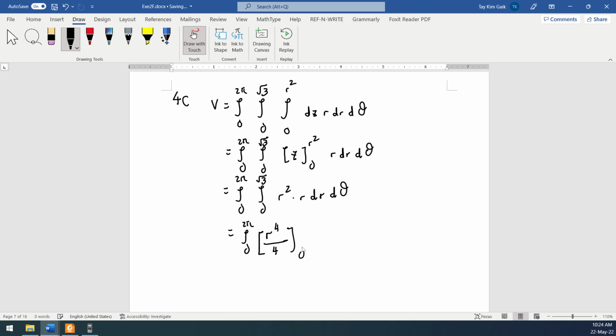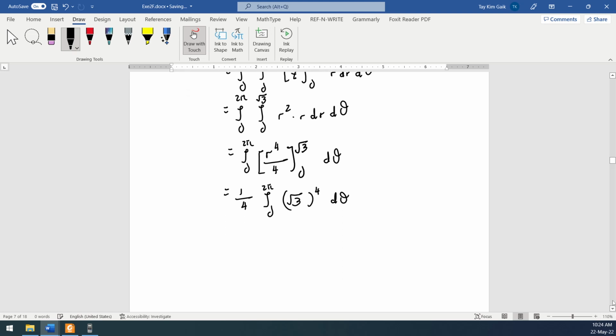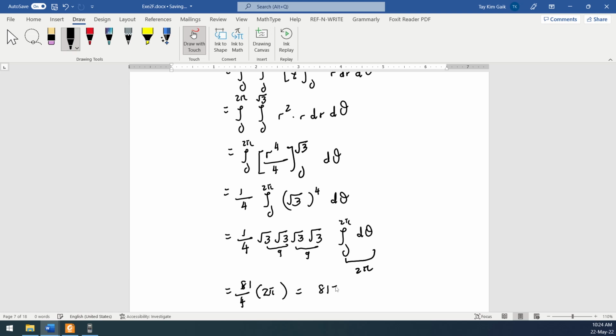Then d theta, so 1/4 we factor out, and you have 3 power 4. Lastly, integrate 0 to 2 pi d theta, and this one you will always get 2 pi. 3 times 3 is 9, and 9 times 9 is 81. You got 81 over 4. Integrating gives 2 pi, so the answer is 81 pi over 2.